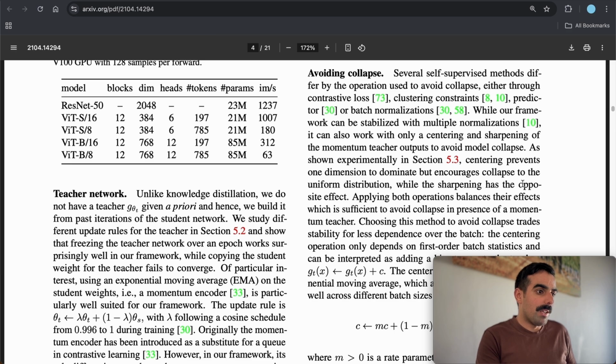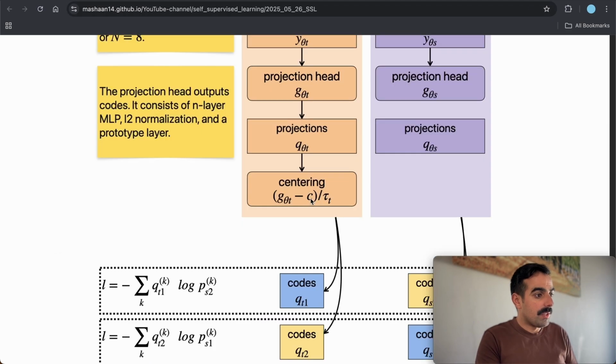And sharpening has the opposite effect, where one feature dominates other features. They found experimentally that applying both operations balances their effects, which is sufficient to avoid collapse in the presence of a momentum teacher. C here is the centering. You subtract it from the output and you divide by the temperature. C for centering, tau for sharpening.